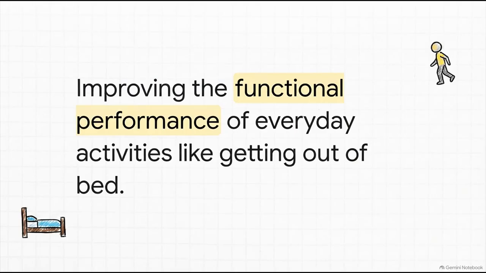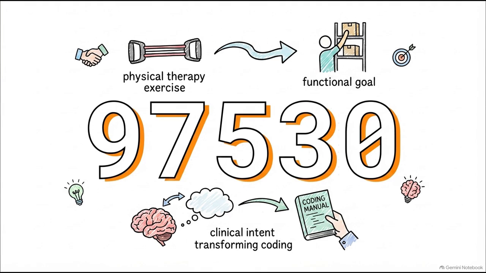Let's look at one more reality. Intent 3, restoring functional performance for bed mobility and safely getting out of bed. In this scenario, you're using the oblique sit-up as a direct simulation of the physical movement required to get out of bed. It's dynamic, it's rooted in a daily activity, and it's focused purely on real-world functional performance. Because this is a functional goal tied to a real-world activity, you've got to bill CPT 97530 for therapeutic activities. Again, the patient's physical action hasn't changed one single bit, but your clinical intent absolutely transformed the coding.